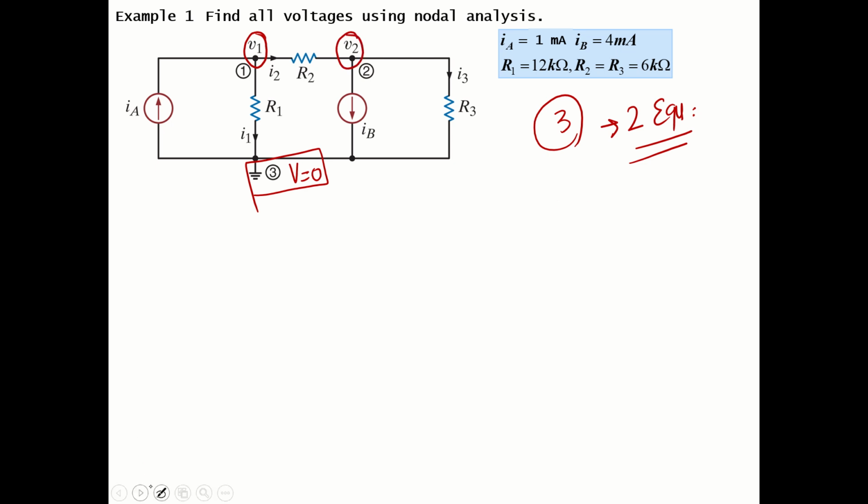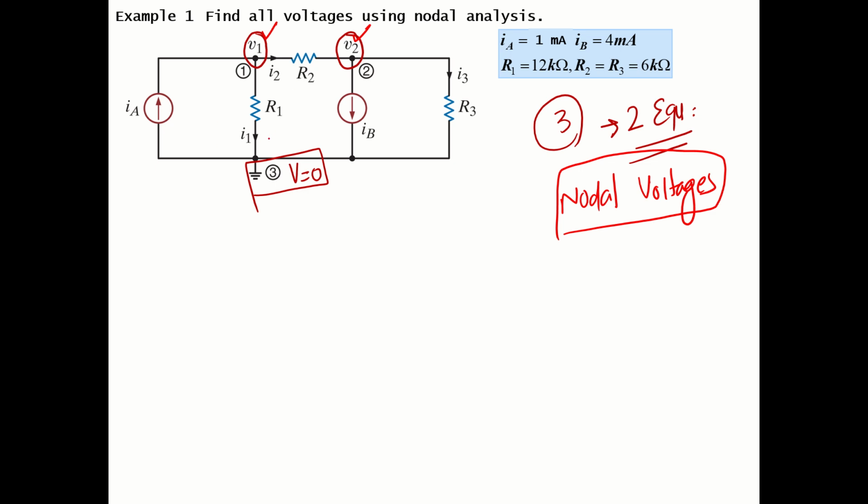Nodal analysis helps us to find all the nodal voltages of your circuit. For example, this circuit has 2 nodes, so we can find these nodal voltages V1 and V2 using nodal analysis. Once we know the nodal voltages and the connected resistances, for example, here the value of R1 is 12 kilo ohm, R2 and R3 are 6 kilo ohm, we can find all the currents and any other thing, for example, the power dissipation and beyond.